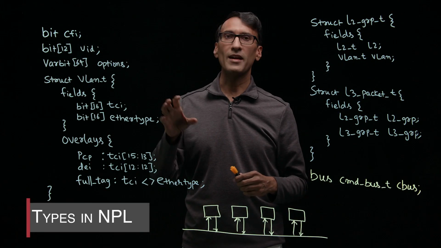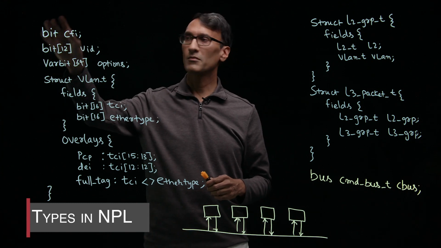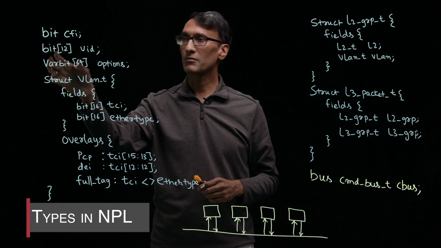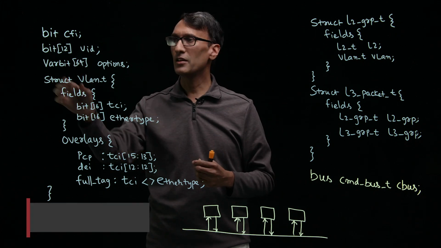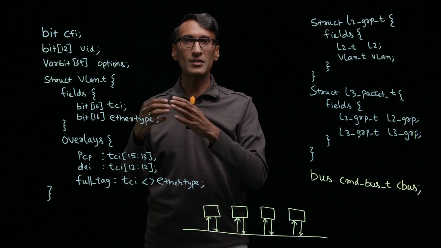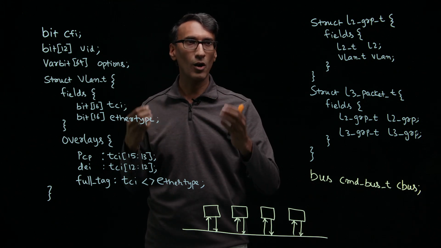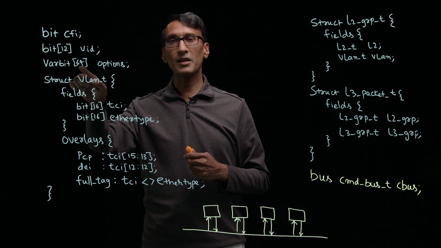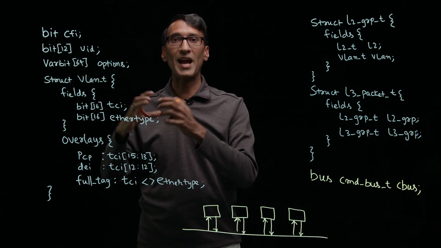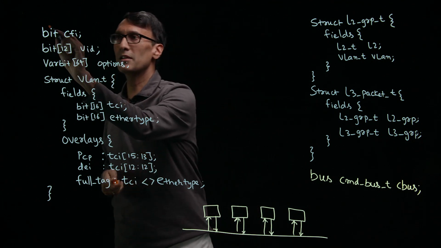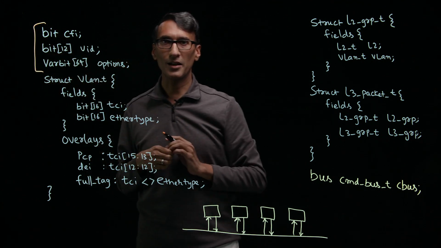NPL supports standard types of bit, which indicates 1 bit, bit array, which is an array of bits. You can use that to specify a field. You can specify a var bit. Var bit is to specify fields where we don't know the length and how many bits are there at any given time. The number that is used in the specification though is the maximum number of bits that might form the var bit. So these three form the standard data types.